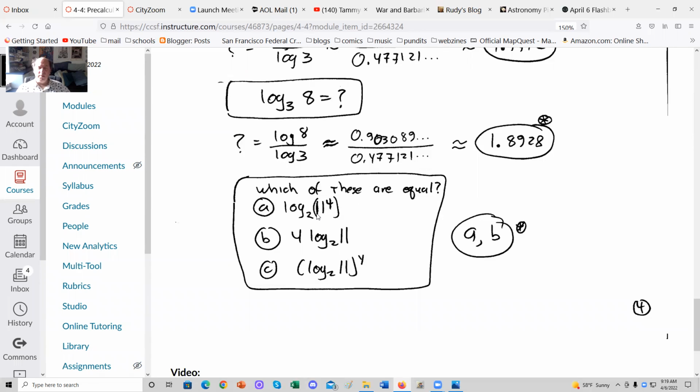Here they ask for log base 2 of 11 to the 4th. I really should write this as 11 to the 4th, making this 4 a little smaller, because it's potentially confusing. This is log base 2 of 11 to the 4th, and not log base 2 of 114. That's a danger of this notation. B is 4 log base 2 of 11, and C is log base 2 of 11 to the 4th power. Okay, well, A and B are equal. The power of 4 becomes a product outside. These two are equal. This is an entirely different critter.